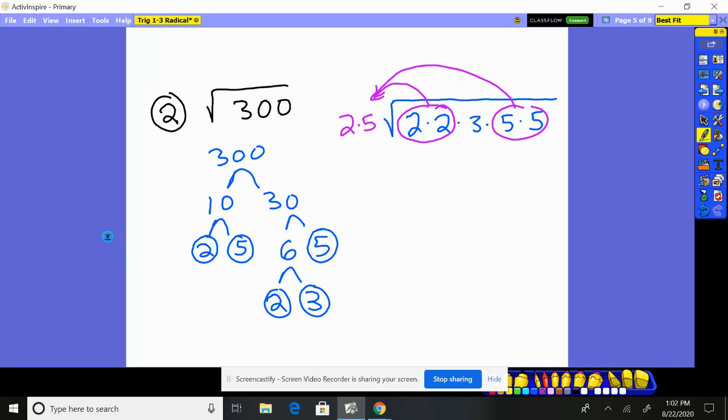Now, 2 times 5 is 10 left outside times the square root. What's left inside? A 3. I guarantee you, if you take the 10 times the square root of 3, it'll give you the same answer as the square root of 300. You can check it on a calculator if you want.